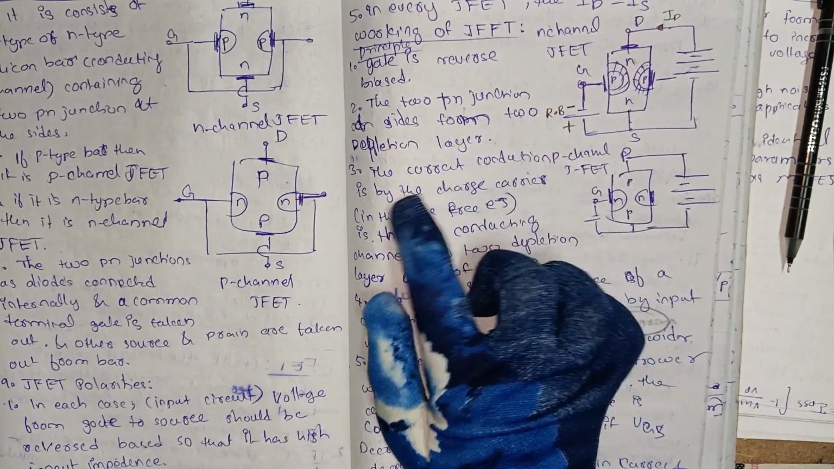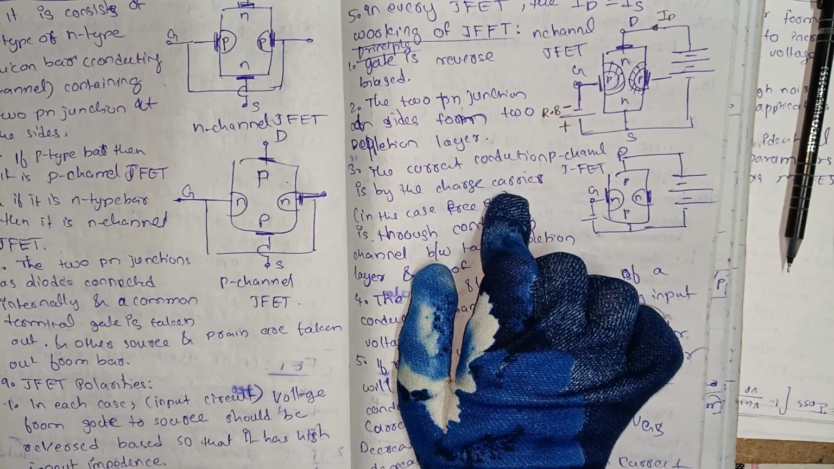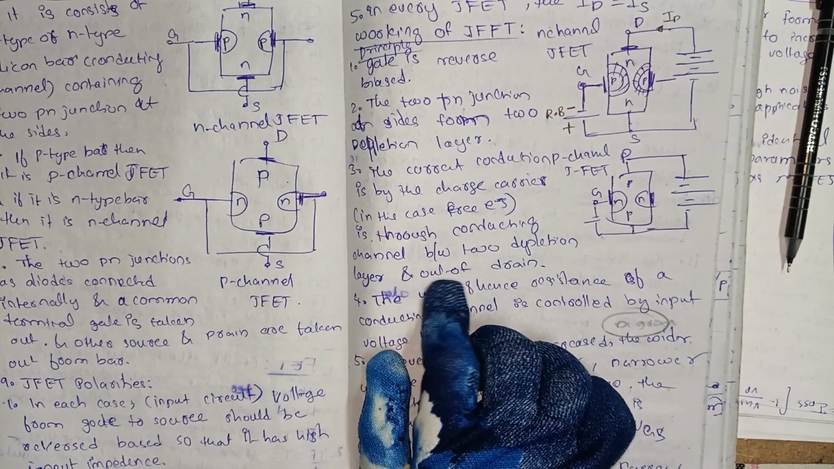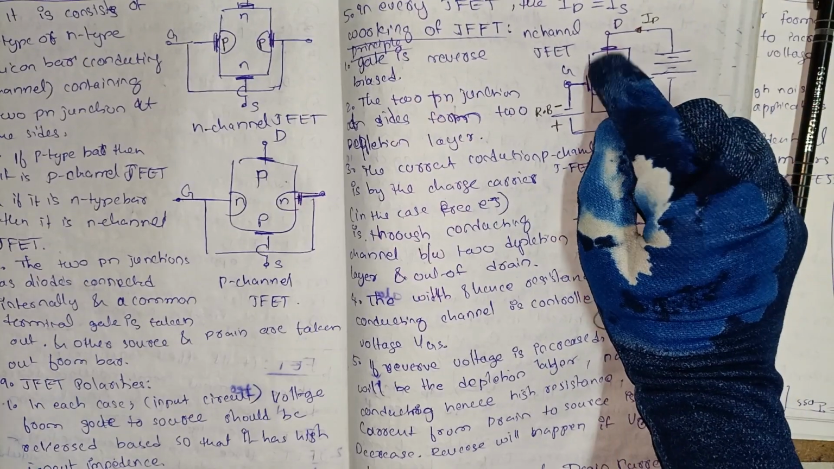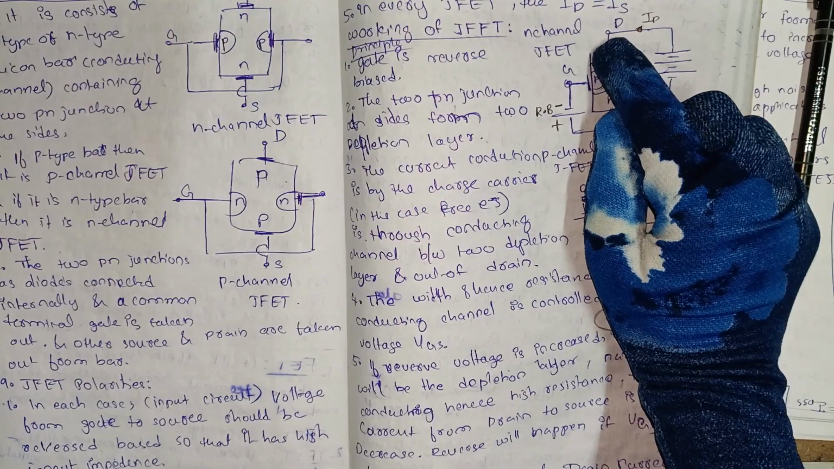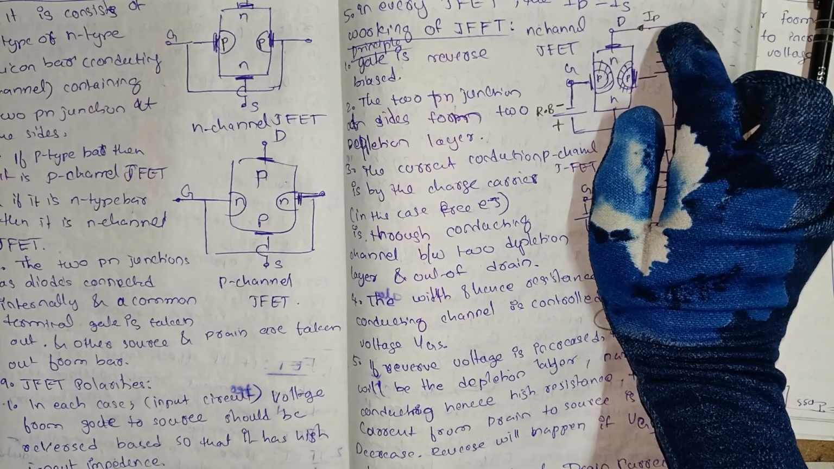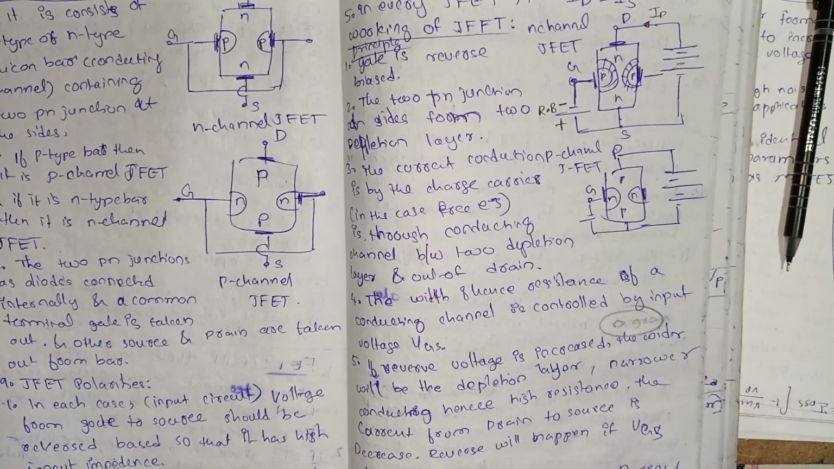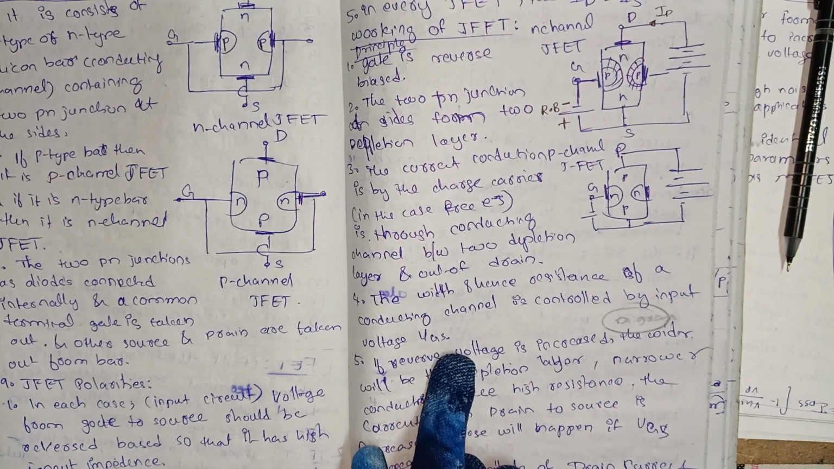The current conduction is by one type of charge carrier, in this case free electrons, through the conducting channel between the two depletion layers, out of the drain. So current is from drain to source, and electron flow is from source to drain. The width, and hence the resistance, of the conducting channel is controlled by the input voltage VGS.